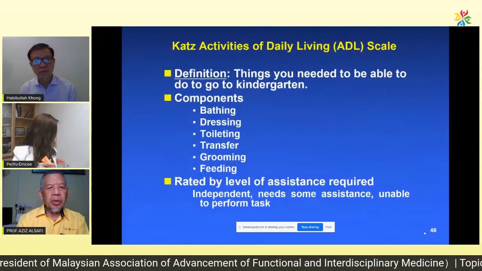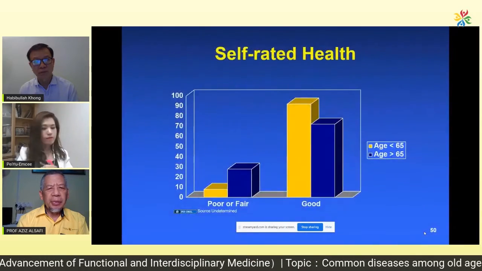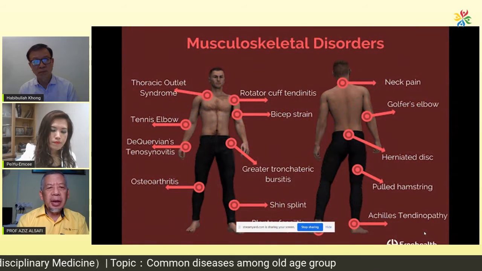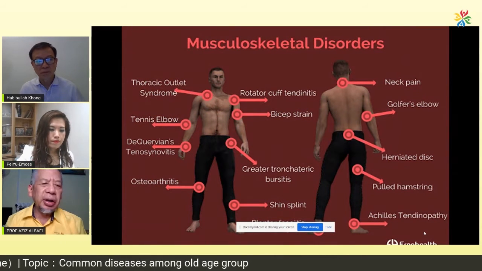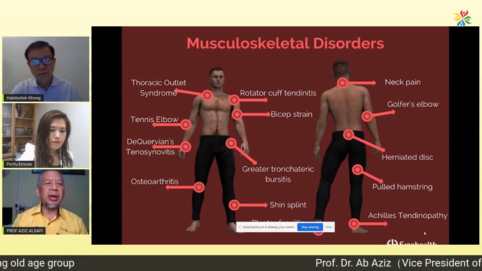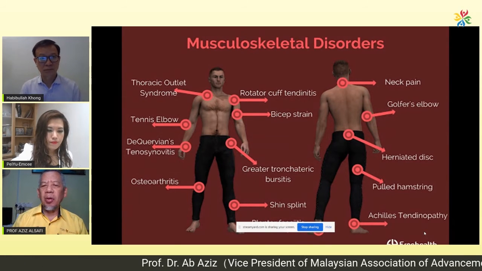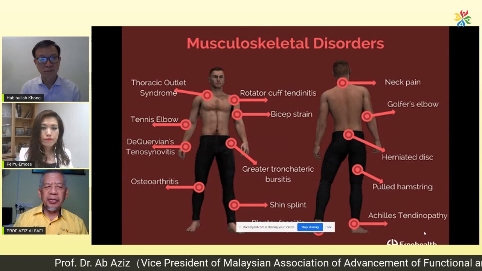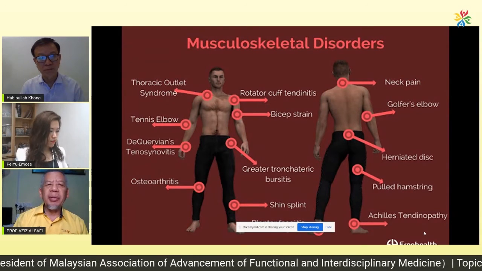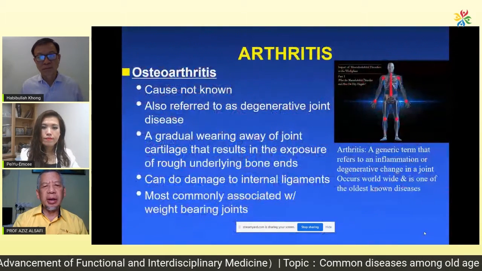I want to go to the more important issues in the elderly, like musculoskeletal disorders. You can have a whole list of musculoskeletal disorders, starting from neck pain, golfer's elbow, herniated disc, and all the problems at the joint. This is a real problem in the elderly.